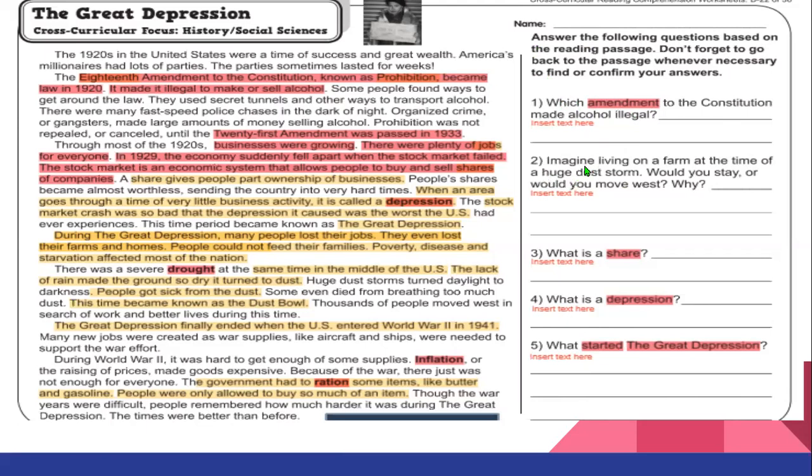Number 2, imagine living on a farm at the time of a huge dust storm. And I think we've talked about this when we talked about the dust storms before. Would you stay or would you move west? And why? So that's your opinion. Number 3, what is a share? Okay, this is obviously a multi-meaning word because we talk about share, to share something if I wanted to share something with you, but this is a different meaning and you'll find out about it in here.